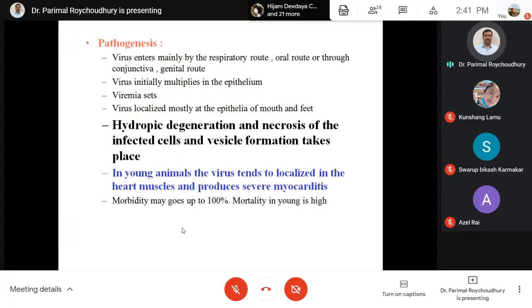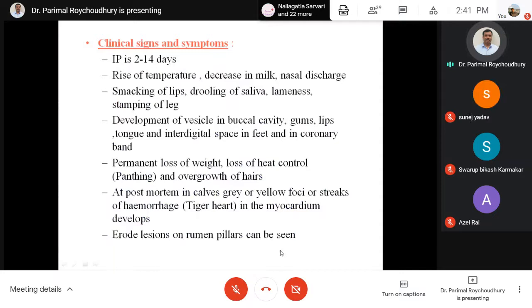Say one animal is giving 20 liters of milk daily. Once FMD hits, it will go down to 1 or 2 liters, and after recovery, the animal never retains 20 liters. So thereby, it causes massive economic losses. Okay, what we can do is simply prevent the entry of the virus and the disease outbreak by proper vaccination and other zoosanitary measures we'll be discussing in subsequent slides.